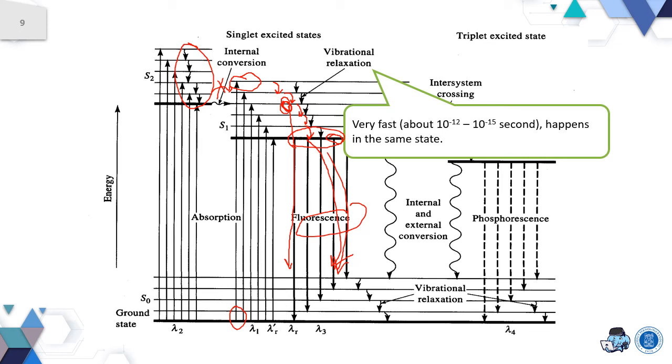And this vibrational relaxation is always drawn as curvy small arrows like this. So if you see something like this, then this is the vibrational relaxation.